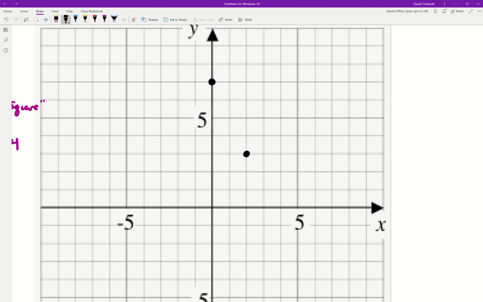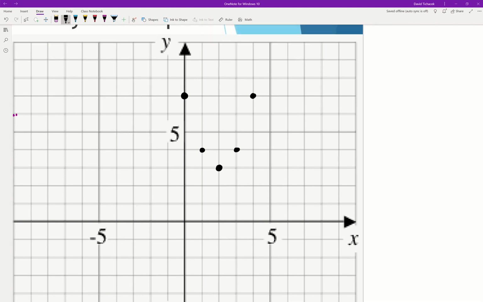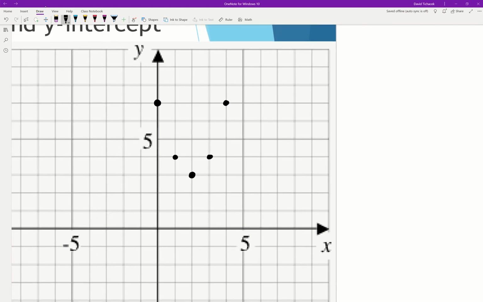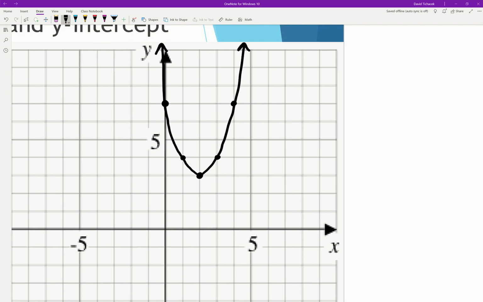So sprout 1 to the left and to the right, go up 1, sprout 2 to the left and to the right, and go up 4. You can see that that is where my y-intercept would land, and then we don't have enough grid squares to complete the rest of that skeleton that we said, so we're just going to approximate the rest with a nice smooth curve in that way.